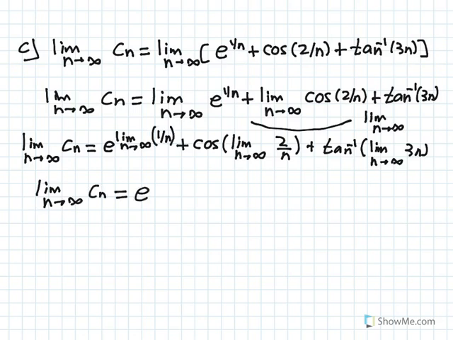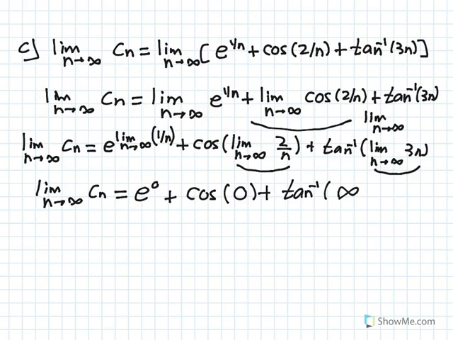What is the limit of 1 over n as n goes to infinity? 1 over infinity, we get 0, e to the 0, plus. What is the limit of 2 over n as n goes to infinity? Well, we get 2 over infinity, which is 0, so we get cosine of 0. Plus, what is tan minus 1 of infinity? Because as n goes to infinity, 3n also approaches infinity. e to the 0 is 1. Cosine of 0 is, of course, 1. What about tan minus 1 of infinity? That's saying, what is the angle whose tangent is infinity? And the answer, of course, is pi divided by 2.